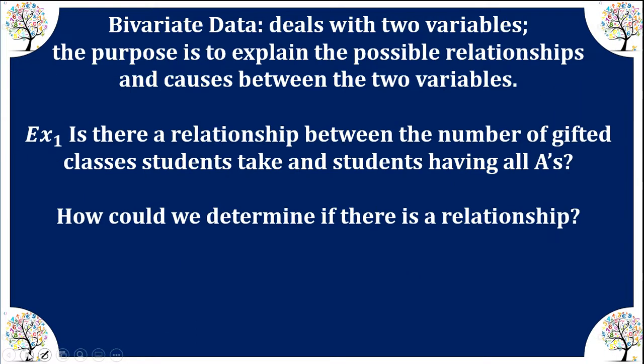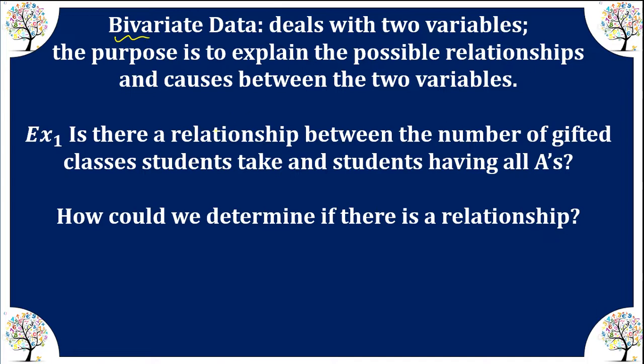So let's talk about bivariate data. We've been learning about univariate, where we have one variable involved, such as your average of your science grades or your math grades, or how many hours of sleep you get. Bivariate data is two variables. And the purpose is to explain if there is a possible relationship between the two variables.